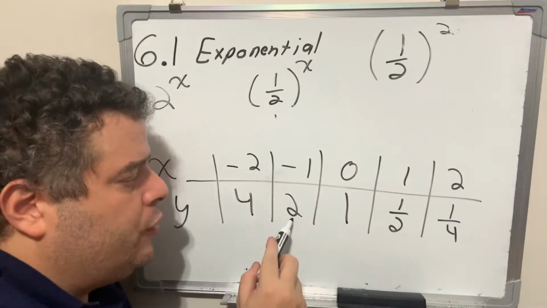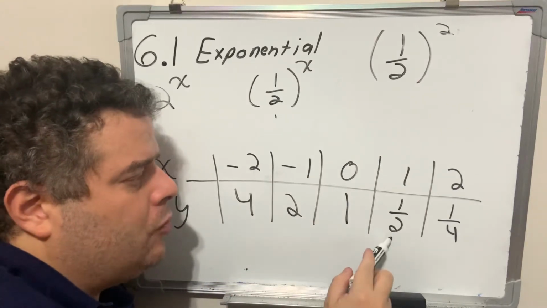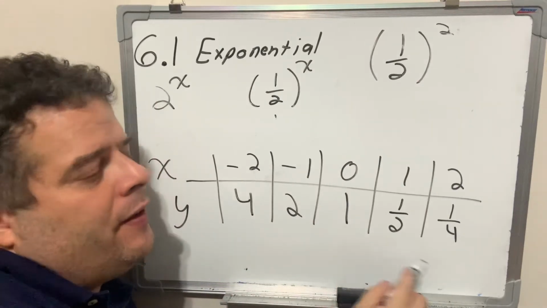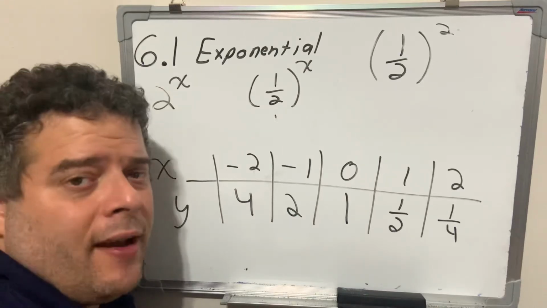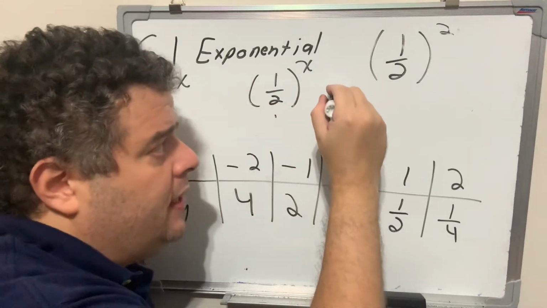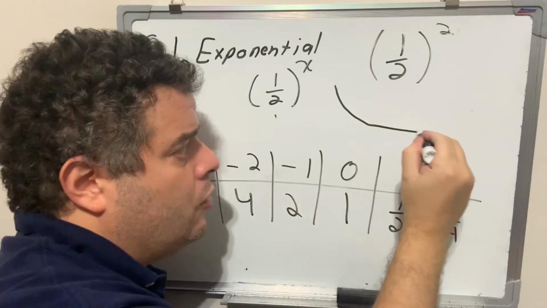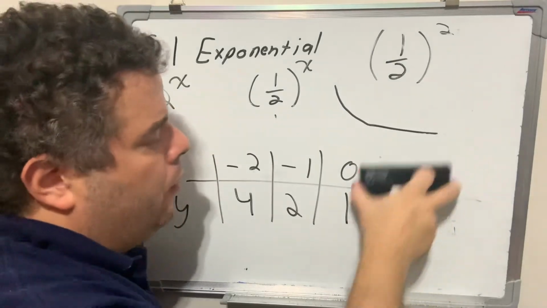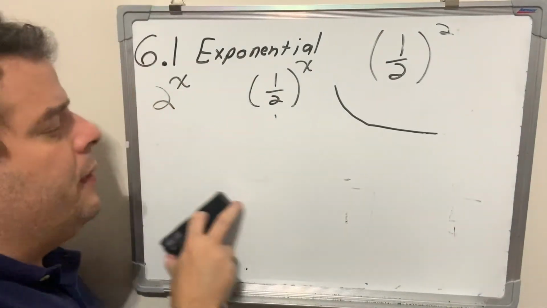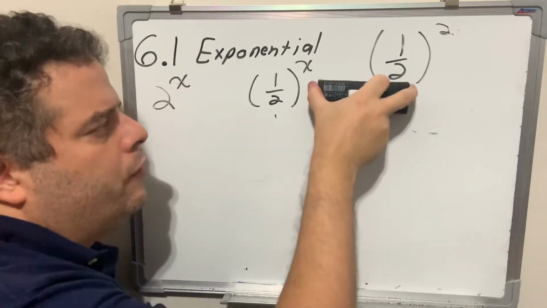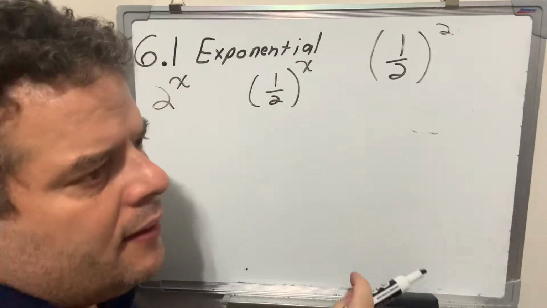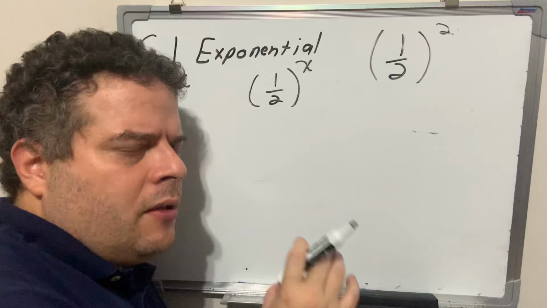4 divided by 2 is 2, 2 divided by 2 is 1, 1 divided by 2 is 0.5, 0.5 divided by 2 is 0.25 or 1/4. Exponential decay begins up here and starts going down. Now, later on, we're going to talk about carbon dating and other things that this is useful for. But at the moment, that's it for today's theoretical class.